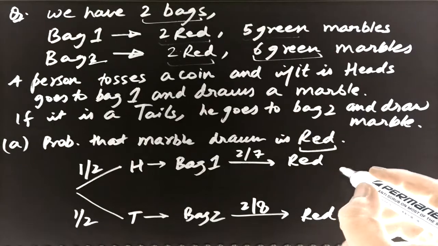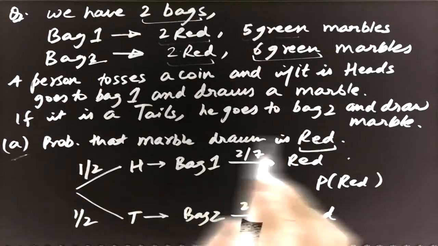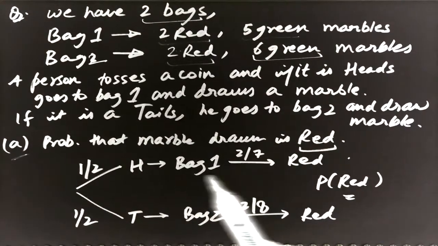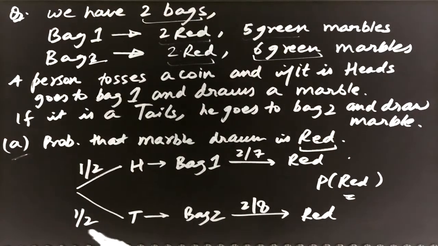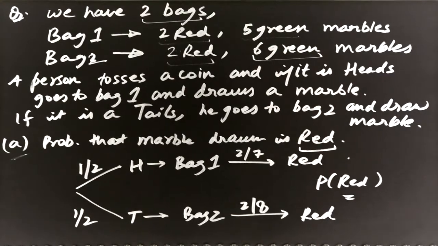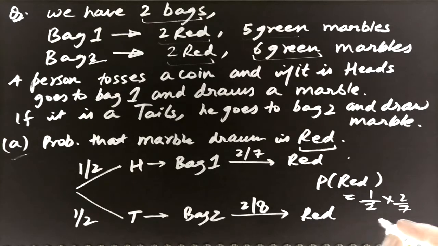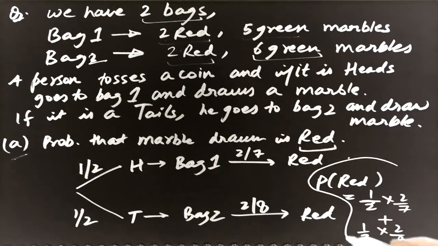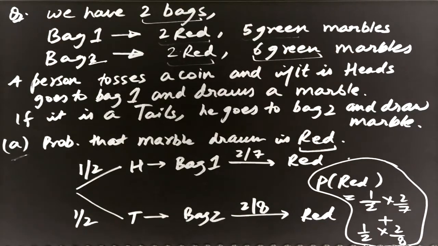So now we need to find the probability of red according to the first part of the question. It will be simply 1 upon 2 multiplied by 2 upon 7 plus 1 upon 2 multiplied by 2 by 8. So half into 2 by 7 plus half into 2 by 8. This will give the probability of red marble.